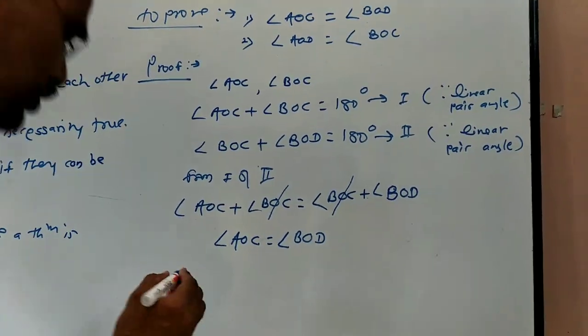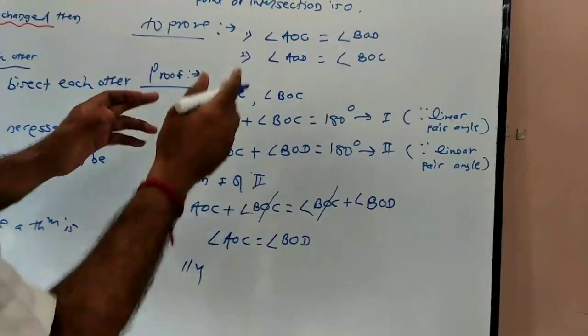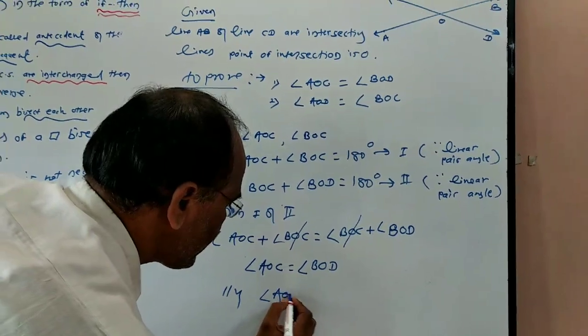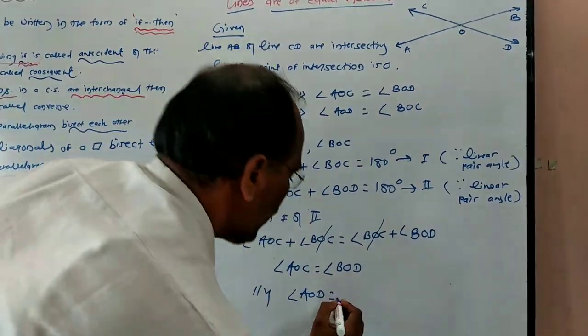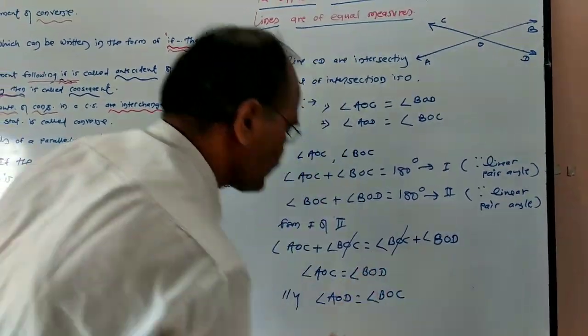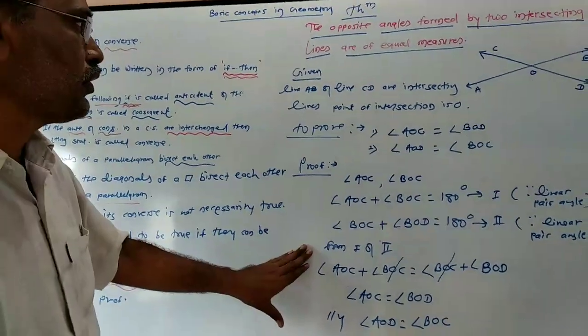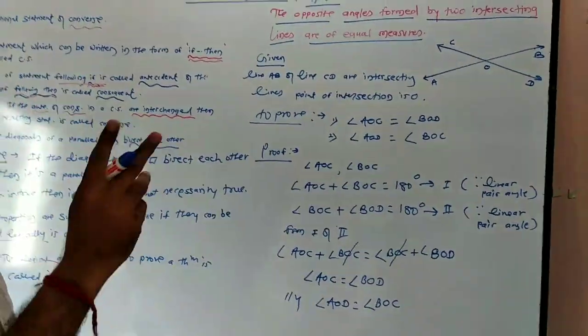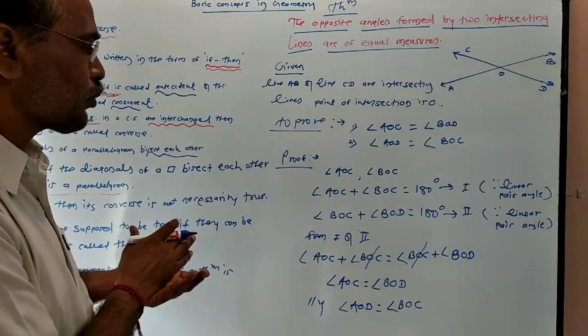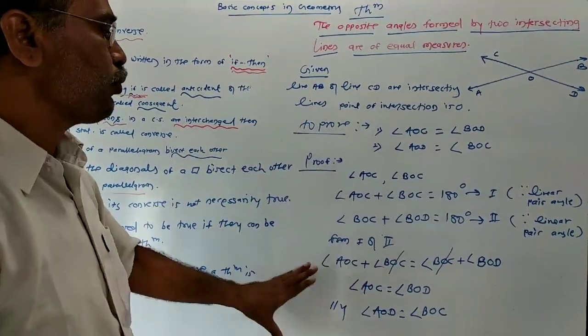And similarly, we can prove angle AOD equals angle BOC. This one is a proof. There are two types of proof, direct proof and indirect proof. But this one is a direct proof. Okay.